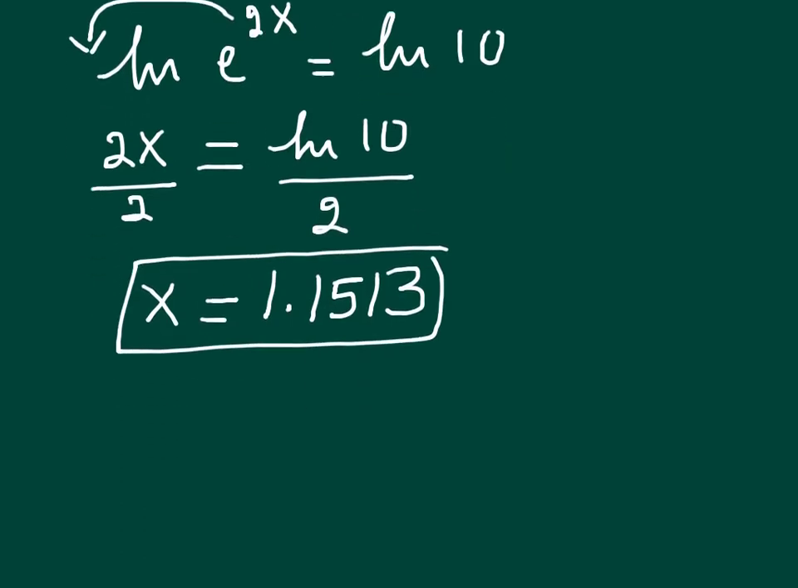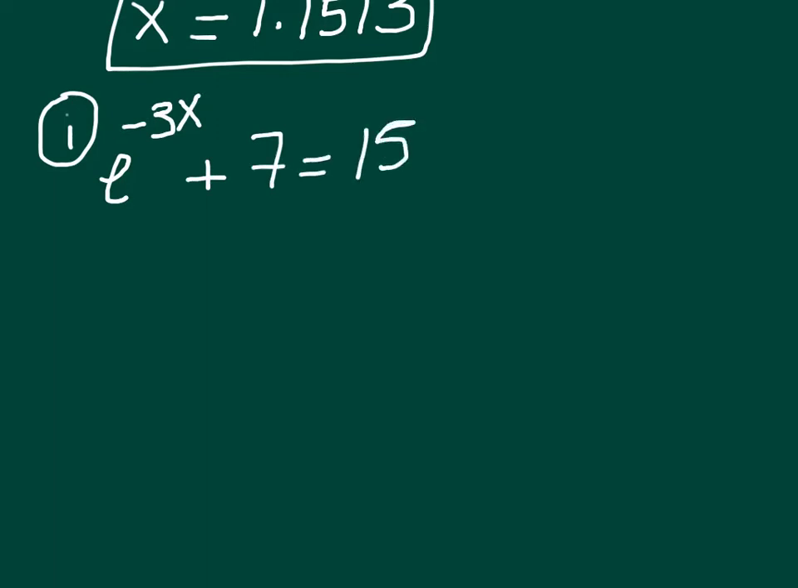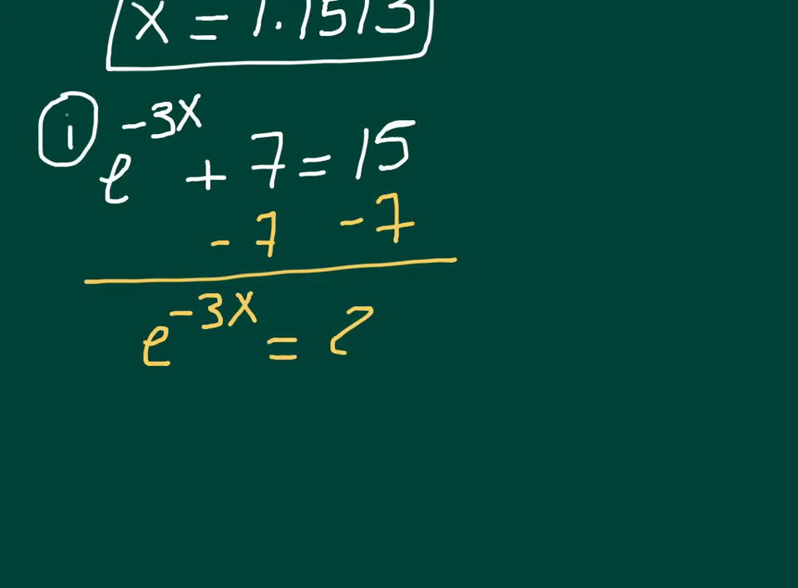Continuing with part I. Part I is e raised to the negative 3x plus 7 equal to 15. So here what we're going to do, we're going to subtract 7 from both sides, and we're going to have e to the negative 3x is equal to 8.